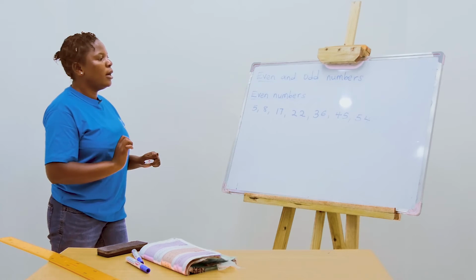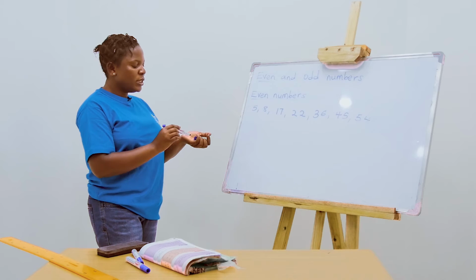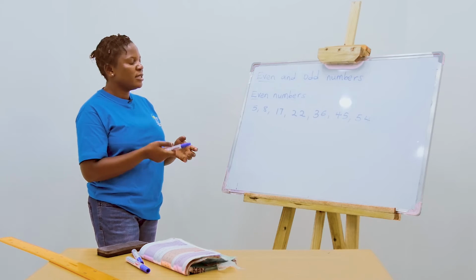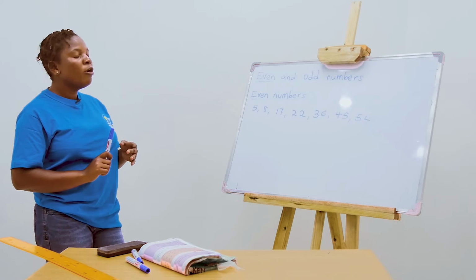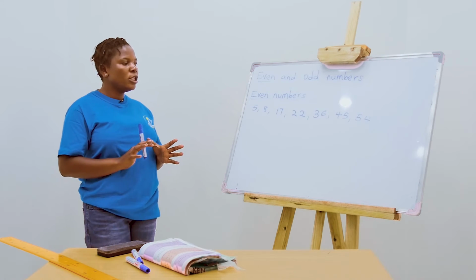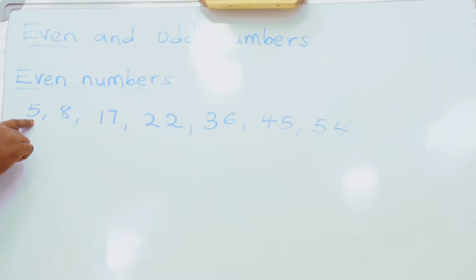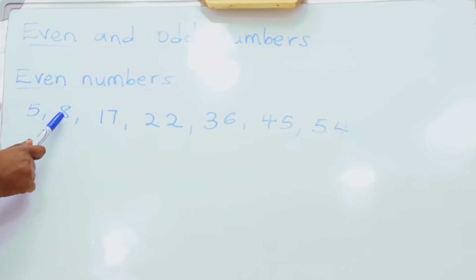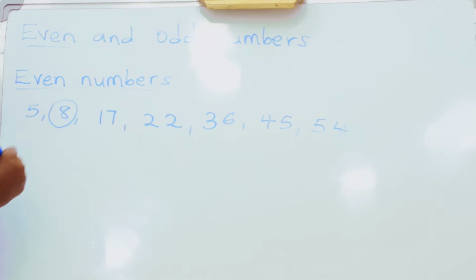This is what we are going to do. We said very well that even numbers are numbers that end with 0, 2, 4, 6 and 8. And that is what we are going to look at. We have 5. Does 5 end with any of the even numbers that we said? No. So 5 is not an even number. We look at 8, which is our next number. Is 8 among the even numbers that we said? Yes. So 8 becomes an even number.